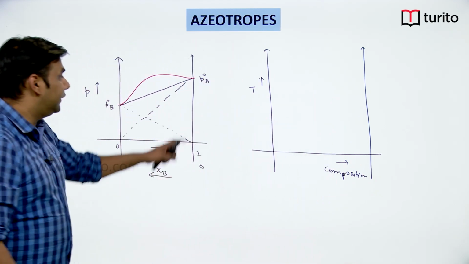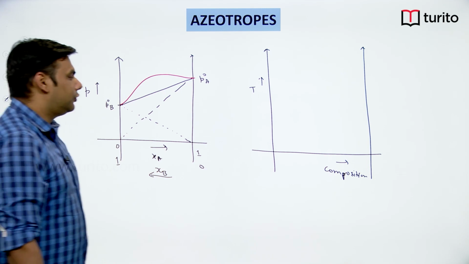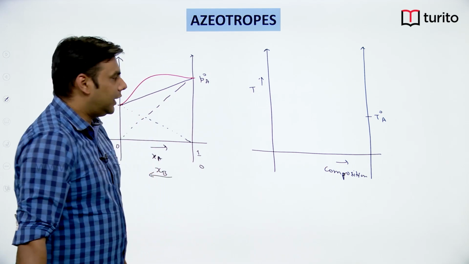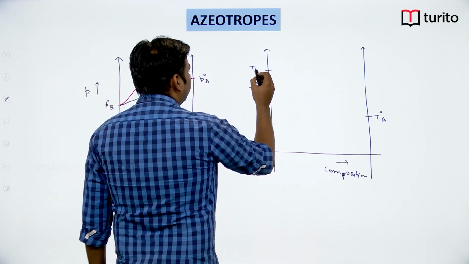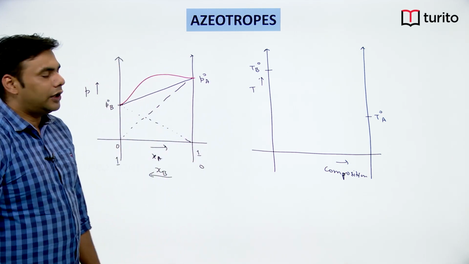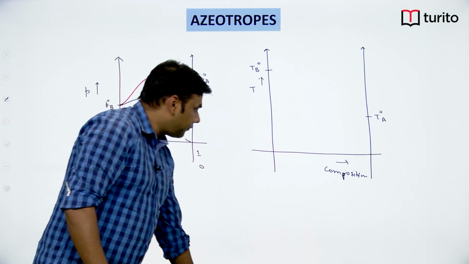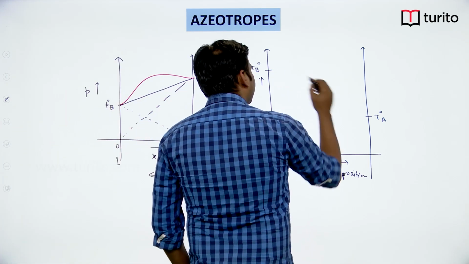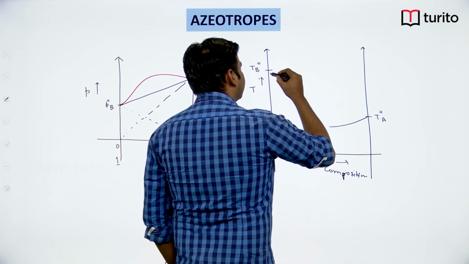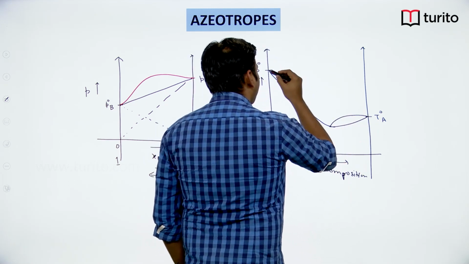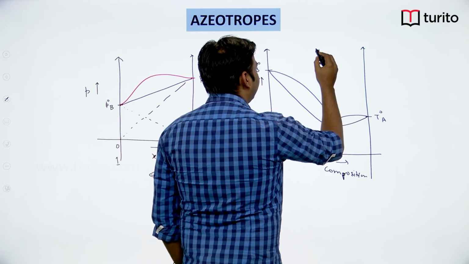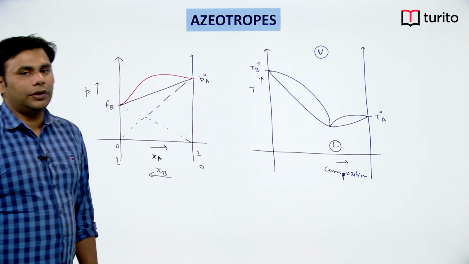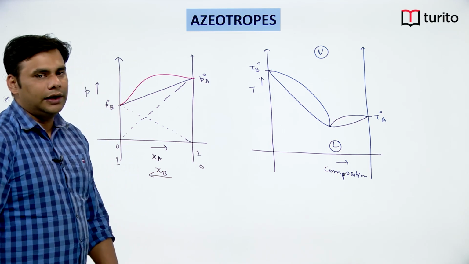We know that the component having higher vapor pressure is more volatile, so its boiling point would be less. The pure boiling point of A is T0 A and the boiling point of pure B is T0 B. If we consider the temperature versus composition graph for a positive deviation solution, there would be a minima over here. So the graph was something like this. At higher temperature we have vapor, at lower temperature we have liquid, and in the region between the two curves we have both phases, that is, liquid in equilibrium with vapor.